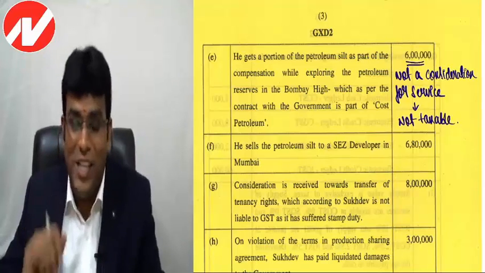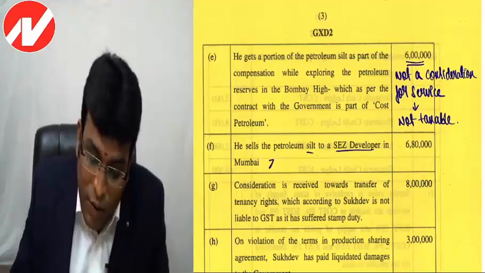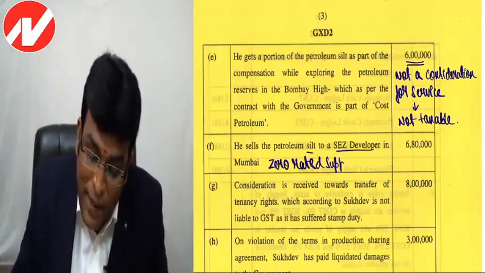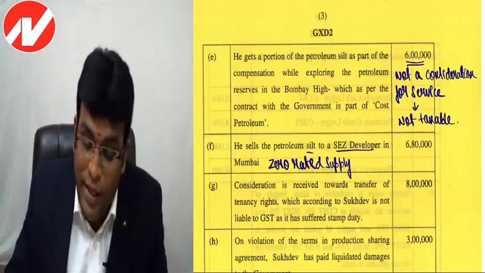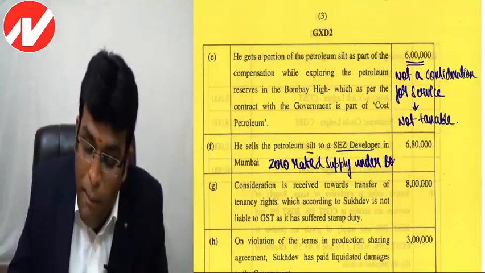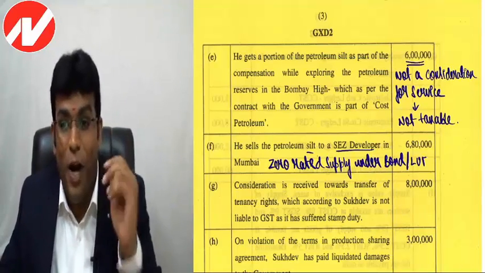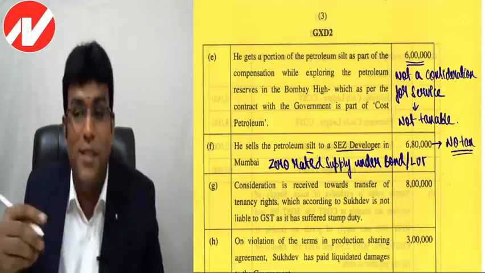Very good. Next line. He sells petroleum oil to a SEZ developer. So when it is a SEZ developer, it is called a zero rated supply. And they clearly told in the question that a zero rated supply is being provided under bond or LUT. And when it is provided under bond or LUT, on this, my dear friends, no tax will arise.